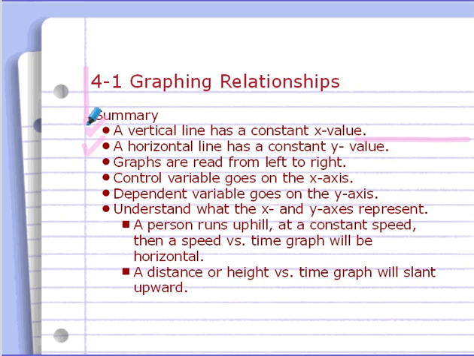Graphs are read from left to right. The control variable goes on the x-axis, and the dependent variable goes on the y-axis. And you need to understand what your x and y axes represent. How are they labeled? Again, think of the child going down the slide example, or in this case, a person who runs uphill at a constant speed. A speed versus time graph will be horizontal, or a distance or height versus time graph will slant upward. Same situation, but a different way to represent the information given.